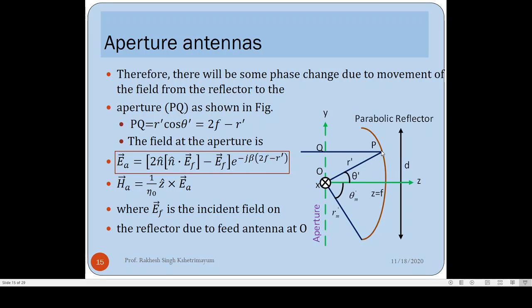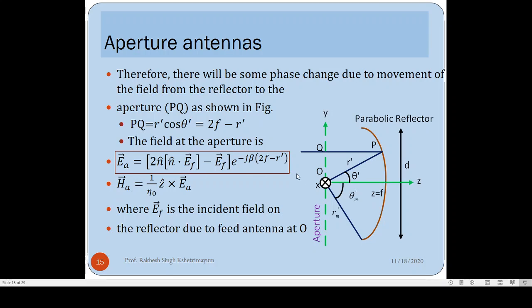This movement of the field from this location to this location can be taken care of by adding one phase factor term here, exponential of minus j beta times the distance PQ, which is 2f minus R'. This will give me the aperture field. We're interested in finding the aperture field. From there you can find the 2D Fourier transform of the aperture field. That's the second step. The third step is to use equations 24.1 and 24.2 and find the far fields of the reflector antenna. We have the expression for the fields on the aperture of the parabolic reflector antenna.